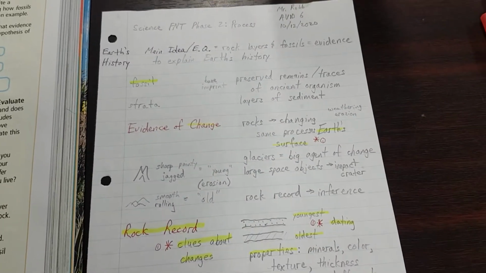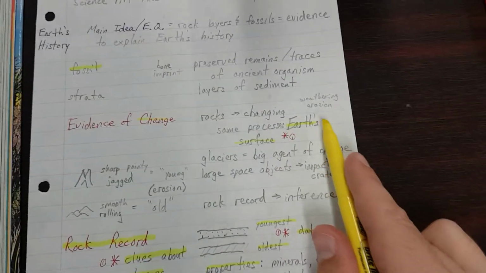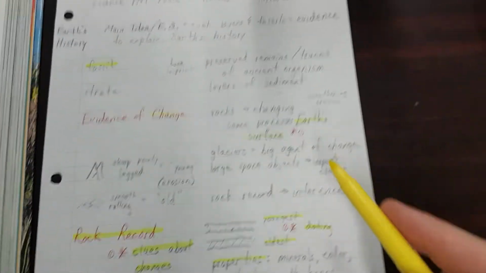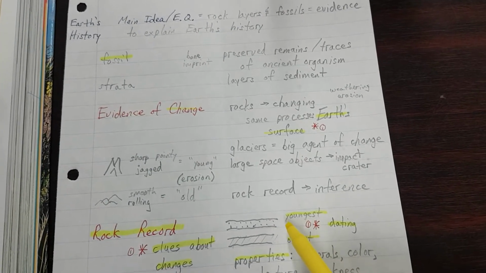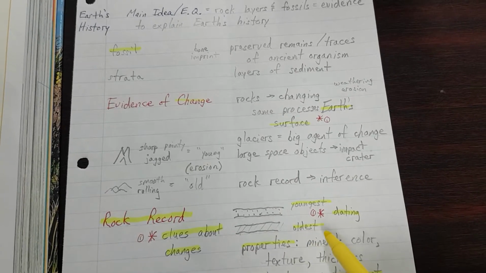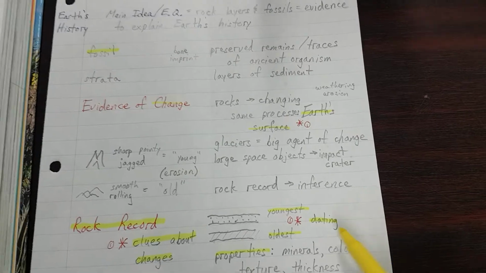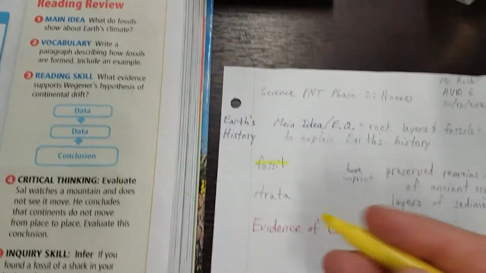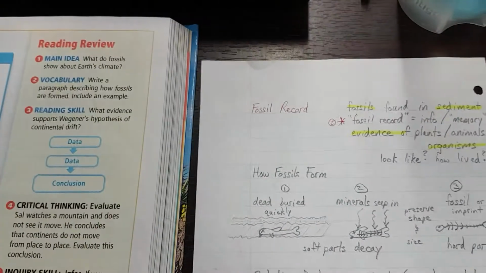Let's see here. The rock record gives us clues about changes to the Earth's surface. For example, we can guess or infer that the youngest rock is on top and the oldest rock is on the bottom, helping us date things or figure out how old they are. Those layers are called strata. Okay, let's go ahead and highlight strata. All right, let's go back here.